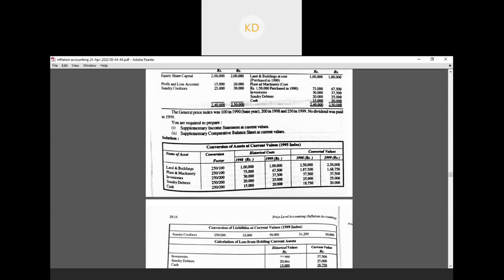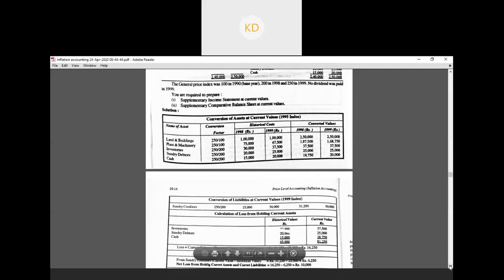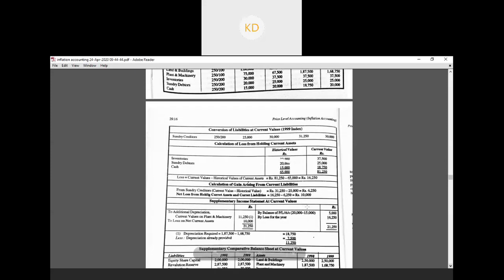75,000 is the original cost, that is the cost in 1998. So when you're talking about the depreciation, 75,000 minus 67,500, how much will that give you? According to the historical cost method, I am getting a depreciation of 7,500. But what is the depreciation according to my converted values? 18,750. So 18,750 minus 7,500, 11,250 is the additional depreciation.